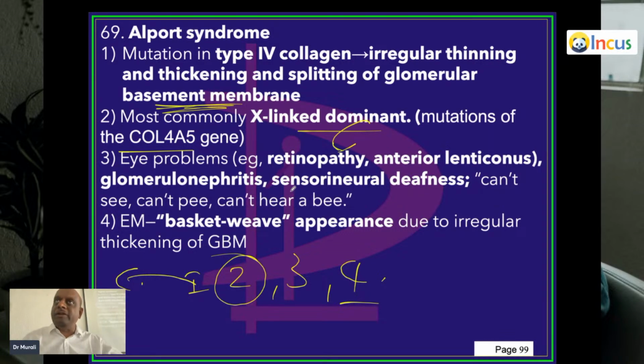Retinopathy, wherever GBM, basement membrane is there, all those tissues are affected. Retinopathy, anterior lenticonus, that is subluxation of the lens anteriorly, glomerulonephritis, and sensory neural deafness. He can't see because of retinopathy and lenticonus. He can't pee because of the glomerulonephritis. He can't hear even a bee because of the sensory neural deafness, which is a high frequency hearing loss.